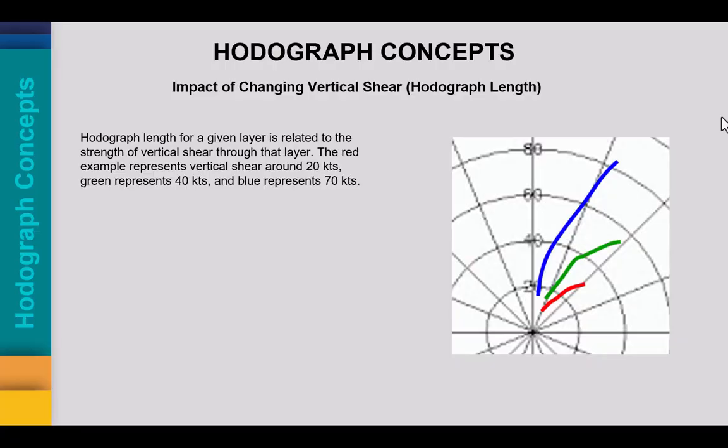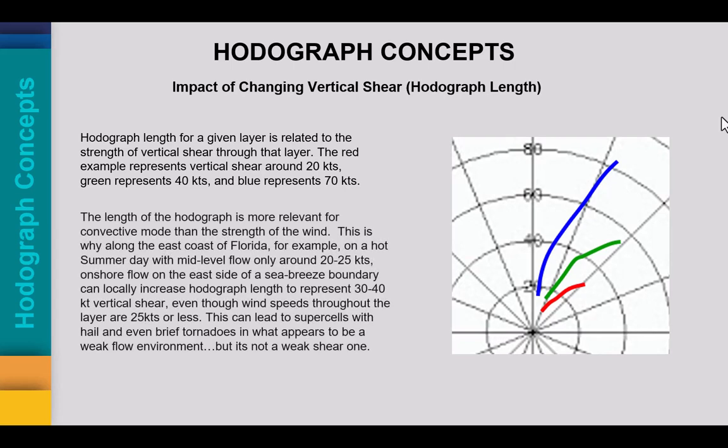Okay, so let's talk about the impact of hodograph length. That length for a given layer is related to the strength of the vertical shear through that layer. So in this example, the red hodograph represents a vertical shear of just about 20 knots, whereas the blue hodograph represents 70 knots of shear through that layer. The length of the hodograph is more relevant for convective mode than just the strength of the wind.